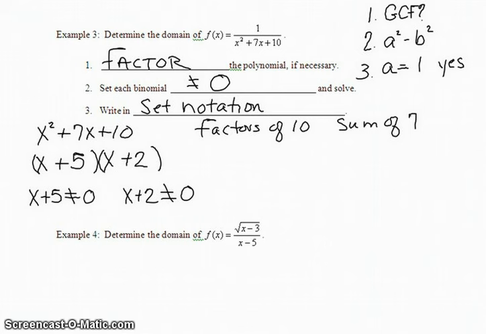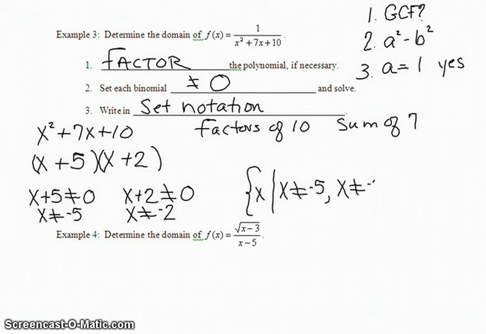So I'm going to subtract 5 from both sides on my first one. x can't be negative 5. And subtract 2 on the second one. x can't be negative 2. Writing this in set notation, x such that x does not equal negative 5, x does not equal negative 2.